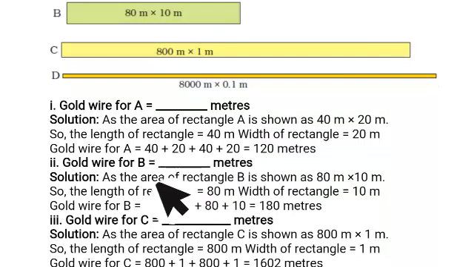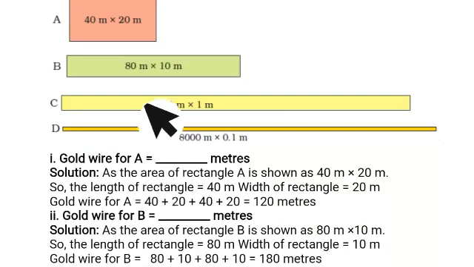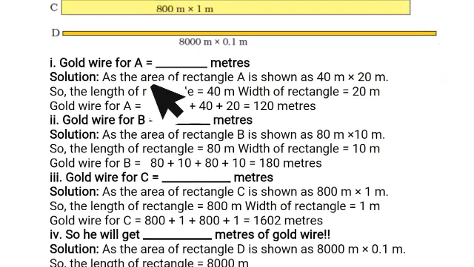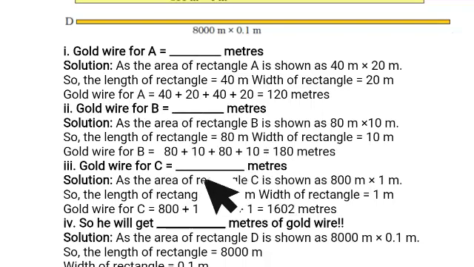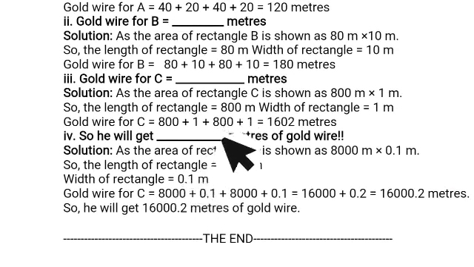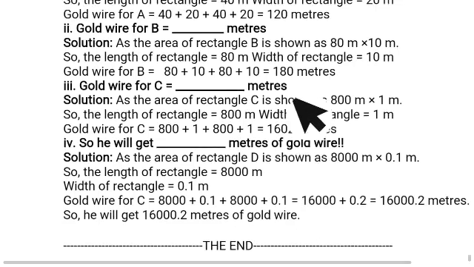it means 120. Now for wire B, it is 80 meter and 10 meter. So length is 80 and width is 10. Its boundary we have to find. So 80 plus 80 and 10 plus 10, we get the answer 180. In the same way we have to do for C and D also, and we will get their answer. So try to do that by yourself.